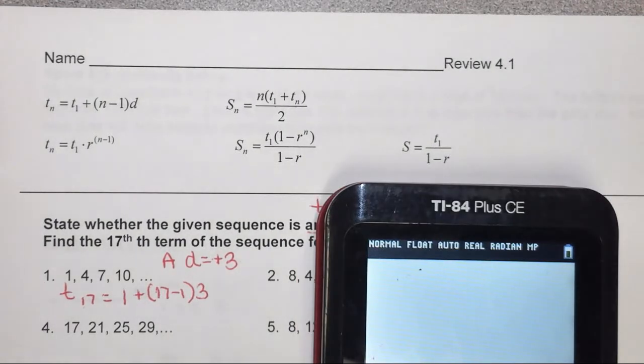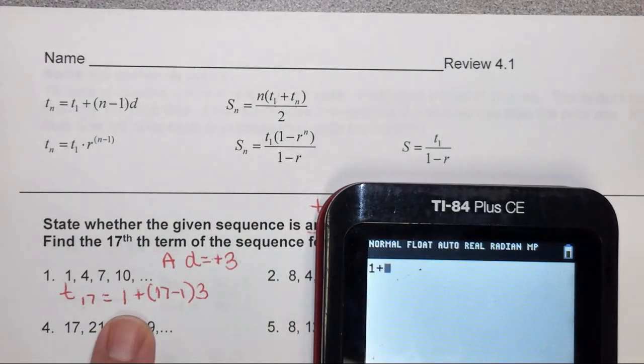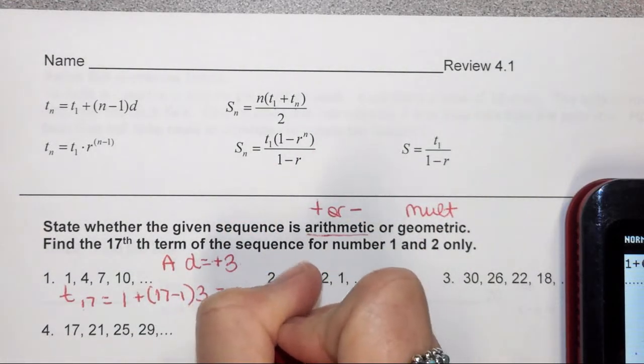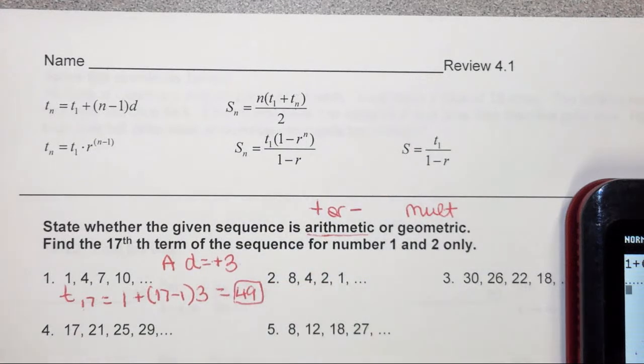Then I simply go to my calculator and type this in: 1 plus parentheses 17 minus 1 times 3. And it tells me that my 17th term is going to equal 49.